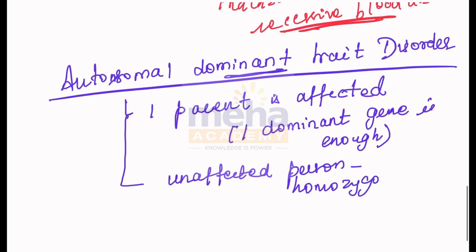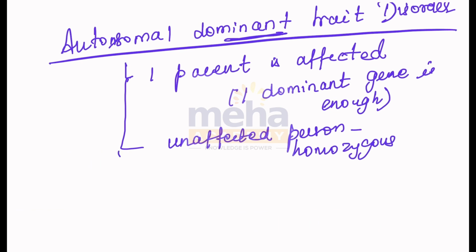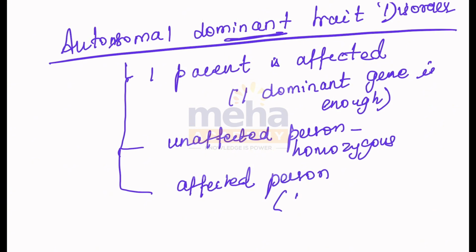So the affected person, the parents are affected, no? The affected person will always be in a heterozygous condition. So what is the difference between autosomal recessive and autosomal dominant? In autosomal recessive, the parents are unaffected. In autosomal dominant, surely one parent is affected. That is autosomal dominant disorder.